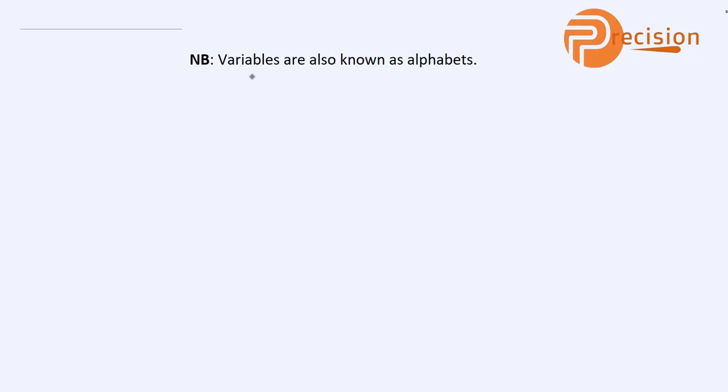So look at this note. Take note, variables are also known as alphabets, just like I said in the previous slide. Basically, variables are alphabets. Let's look at this equation that says a plus b is not equal to ab. So remember, this is a variable and this is also a variable. So what I'm trying to say here is that variables of different class cannot add together.